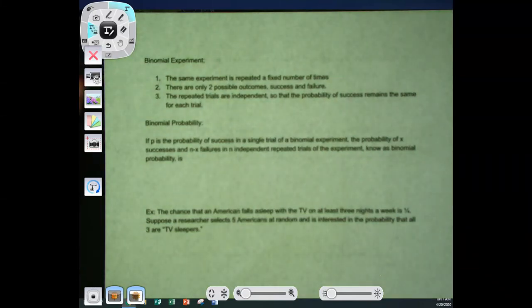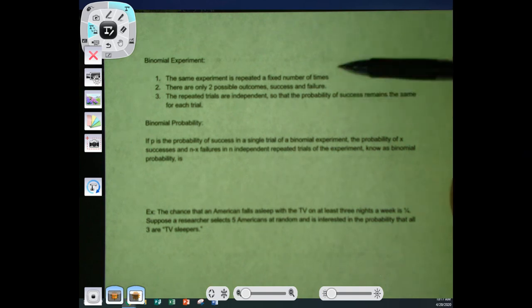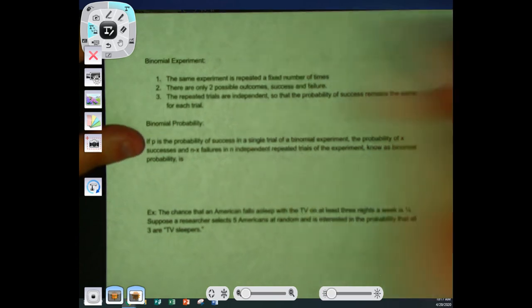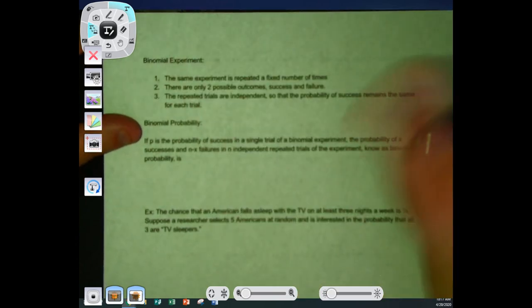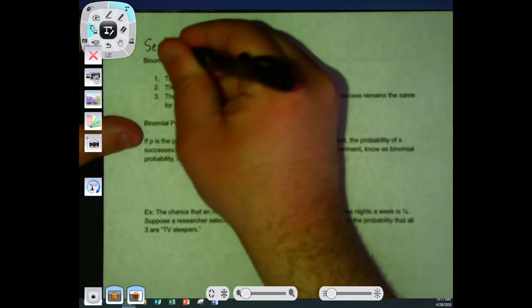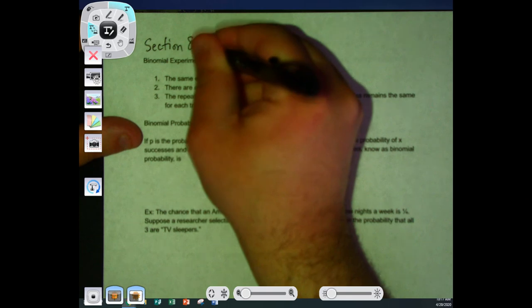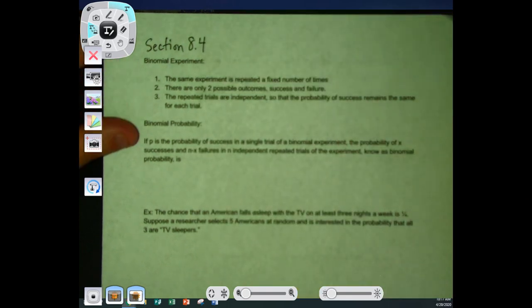Okay, so today what I've done is I've provided guided notes for you in a Google Doc that I'll share with Google Classroom over sections 8.4 and 8.5. So hopefully this helps with what we're going to be working on this week. So these are the notes for section 8.4 on binomial probability.